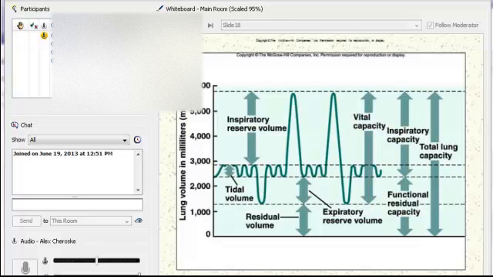So we're just seeing some example values of, let's say, tidal volume, like you see there. Tidal volume is the typical amount of air that you exchange as you're sitting there doing resting breathing. If we look at this graph, on the y-axis we see lung volume, and notice this is in milliliters. It goes up to about 6,000 milliliters.